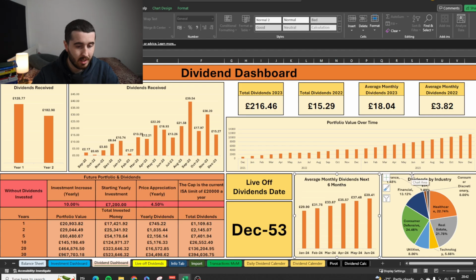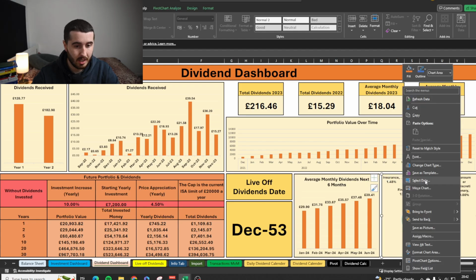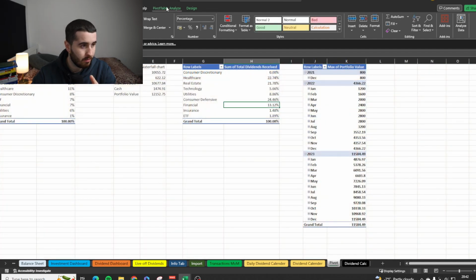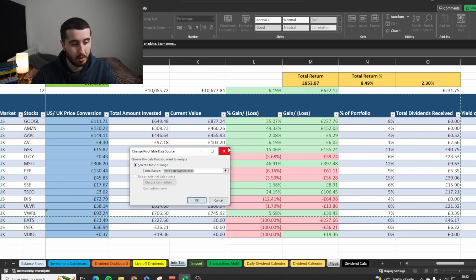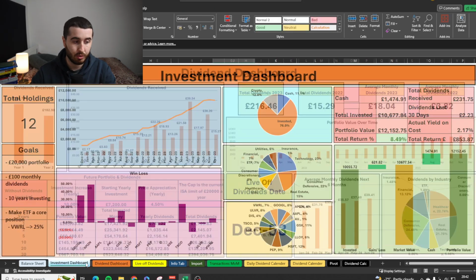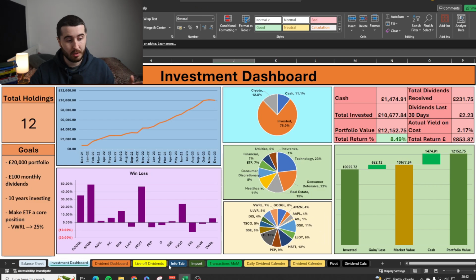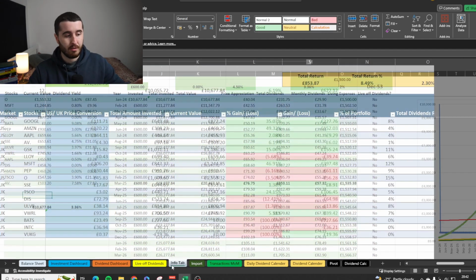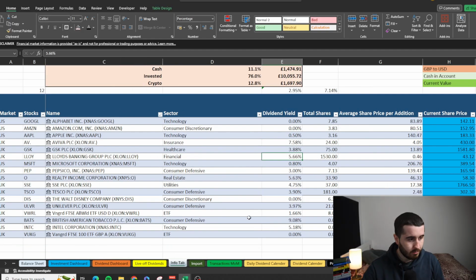And then the dividends by industry is taken from a pivot table, which is taken from here, which again is from the info tab. So now we're done with the dividend dashboard, how all those graphs work. The investment dashboard, we've done how all those graphs work, and I've shown you the live off dividends date. The live off dividends, which I'll actually now update for you. So the info tab, I'm just going to quickly show you how this works.